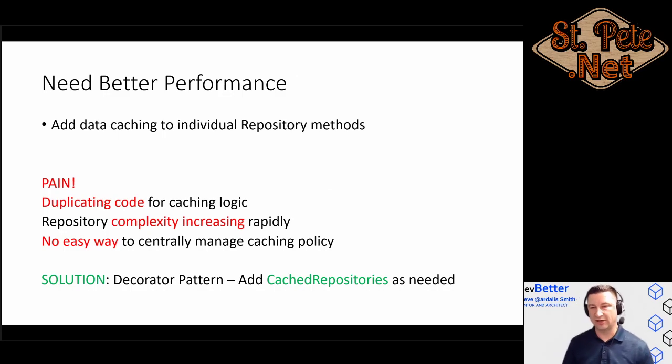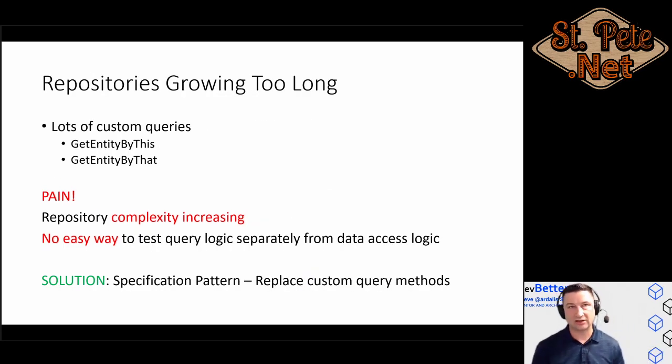Now, let's say you've bought into the repository, but you have a lot of custom queries. So you have get entity by this, get entity with that. And so the repositories just keep getting bigger and bigger, and you want to fix that. So you can do that by using the specification pattern. If you apply the specification pattern to the repository pattern, you end up with having only two patterns to use for all your data access.